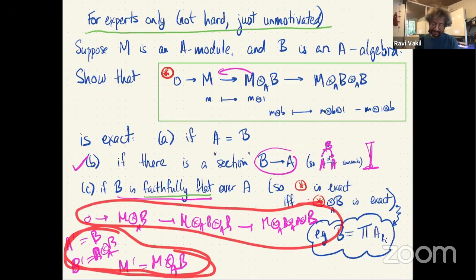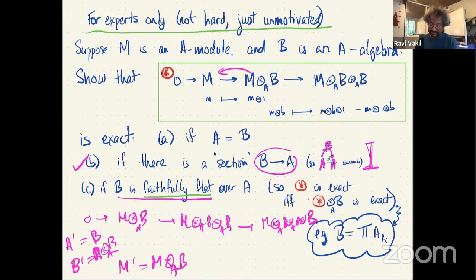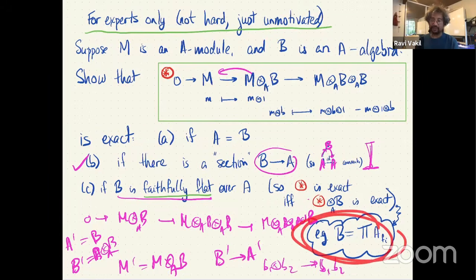And what did I gain? What I gained is that there is now a section, B prime to A prime, that sends B1 tensor B2 to B1 B2. So cheaply, there is a section, and then you win. And if you squint, it's exactly the same argument we just did. So there's no difference at all.